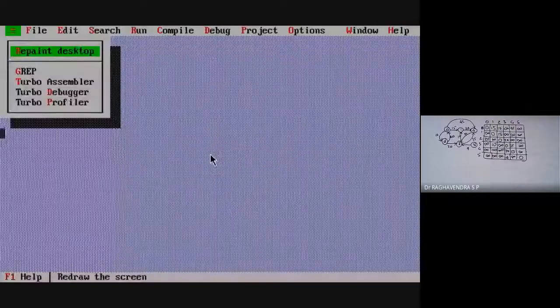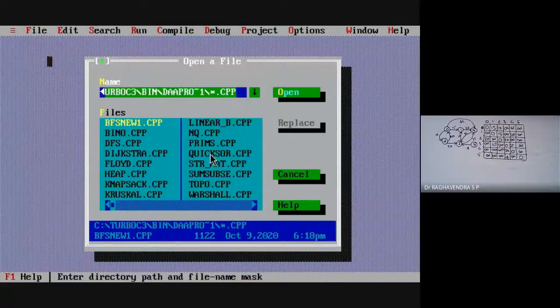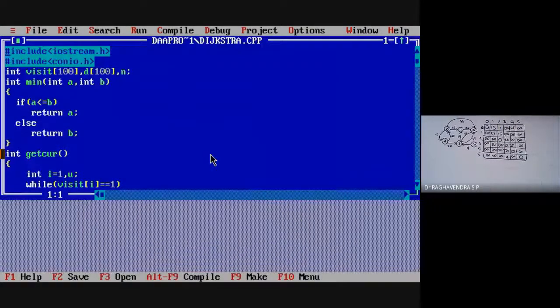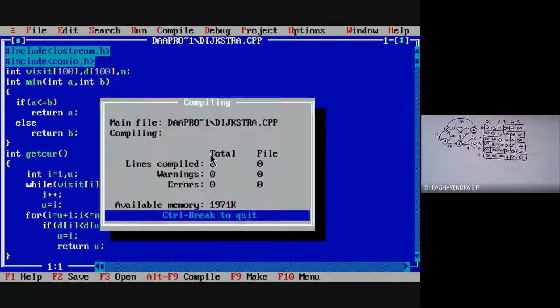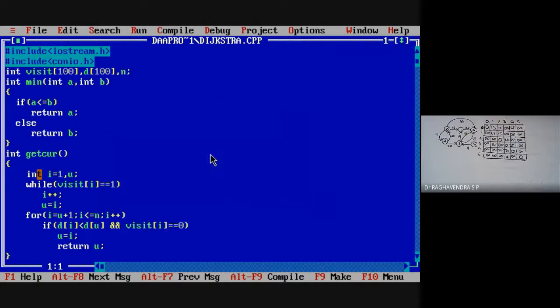I hope it is visible for all of you. The Turbo screen is visible for all of you. I am hoping that, and continue. So this is the algorithm. So I am executing this now. So enter the number of nodes. So we have 6 nodes here.